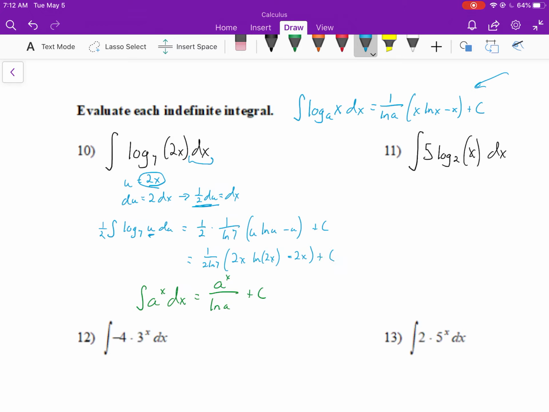This is pretty interesting because we have a 2 in both of these, and that 2 cancels with this 2 because we could factor out the 2 and then cancel. So the 2 really didn't make a big difference on the outside. In the natural log we still have a 2, so we have 1 over the natural log of 7 times x times the natural log of 2x minus x plus c. And there's the answer.